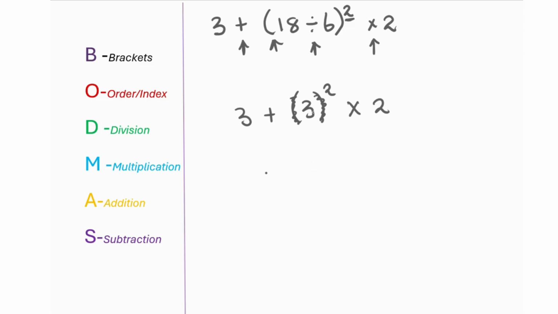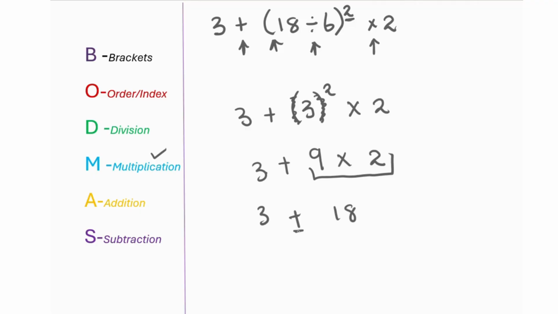So we can simplify this expression here. 3 to the power of 2, that's 9. Then we bring everything down, multiply by 2. So here we have multiplication. We don't have division, so we'll leave it out for now. So just say 3 plus 9 multiplied by 2, that's 18.